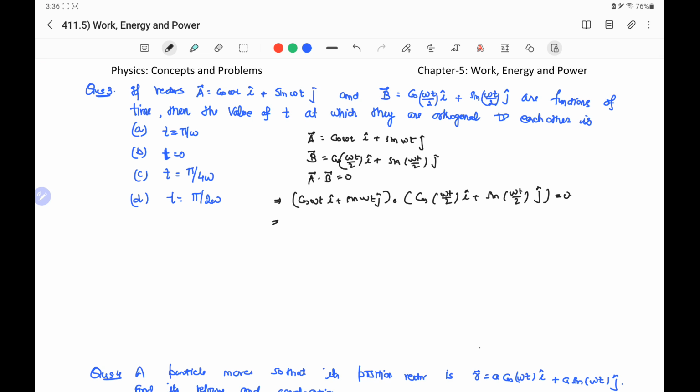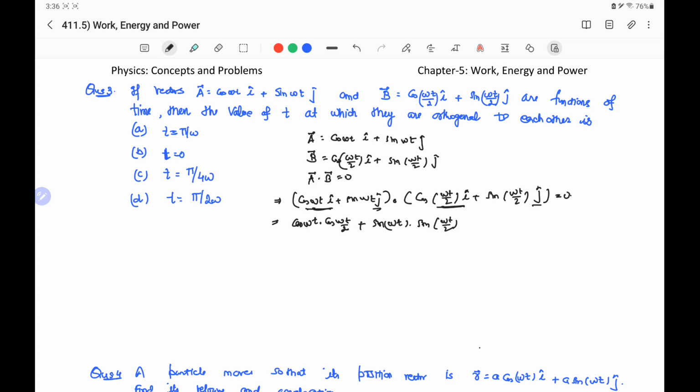Now, taking the dot product, we know that i term will be taken the dot product with i, so it will be 1. i dot i will be 1 because angle between them is 0 and magnitude of i itself is 1. Hence the value will be cos omega t into cos omega t by 2. Similarly, j dot j will be also 1. Therefore, we will have plus sin omega t into sin omega t by 2.